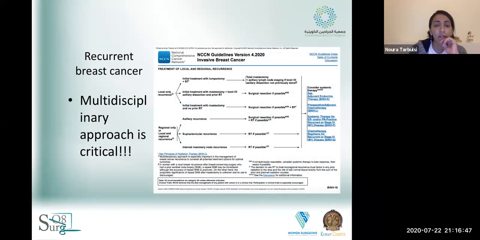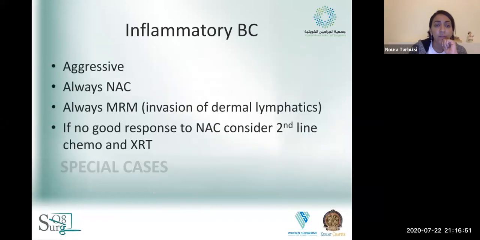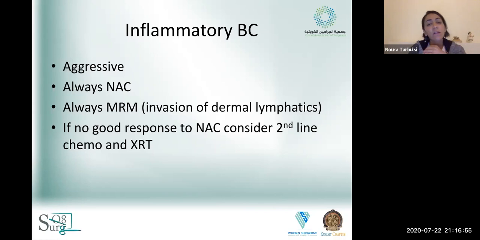This is again the NCCN for recurrent breast cancer. Special consideration, inflammatory breast cancer. I always tell the residents, I call it the AAA. It's aggressive, it is like the worst. We always start with neoadjuvant chemotherapy. We don't need to think about it.